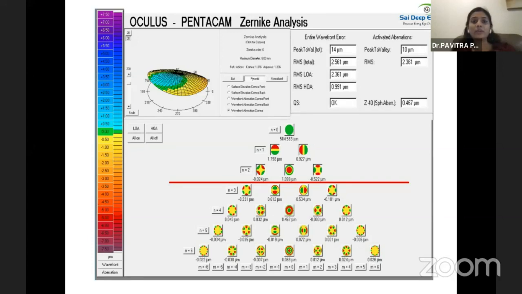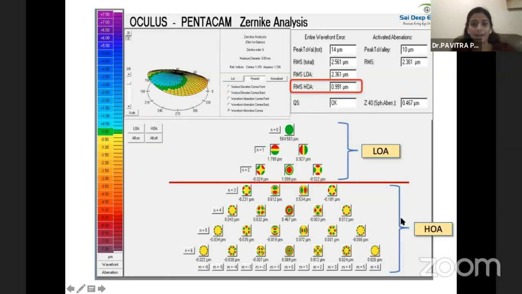This mainly tells us about the presence of higher and lower order aberrations. Lower order aberrations can normally be corrected by glasses, and higher order aberrations are the ones which mainly cause a decrease in the quality of vision and are not corrected by glasses. So it mainly includes vertical and horizontal coma, trefoil, quadrifoil, etc.